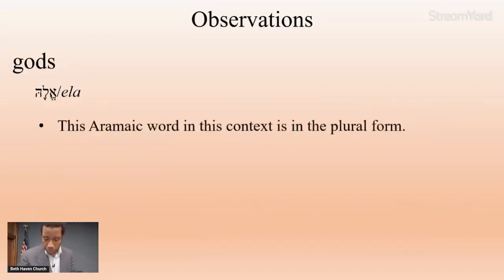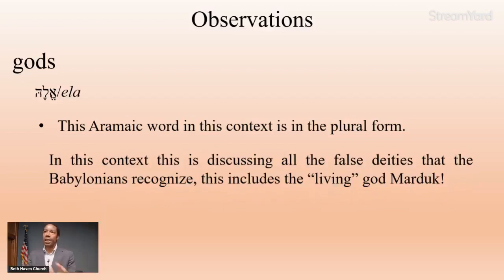As I mentioned before, in the context of this passage, this is not only talking about all the false deities, that is Nabu, and all of the ones that we mentioned in our introduction, but it also includes the living God Marduk. You know, the one who created heaven and earth from the Babylonian perspective, that includes him too. The great God that created heaven and earth cannot even reveal this to Nebuchadnezzar.